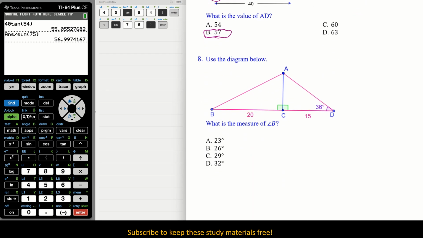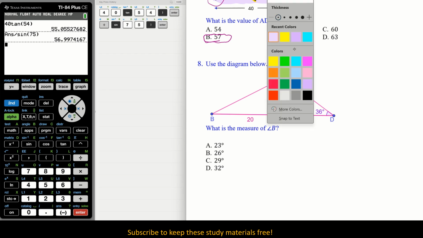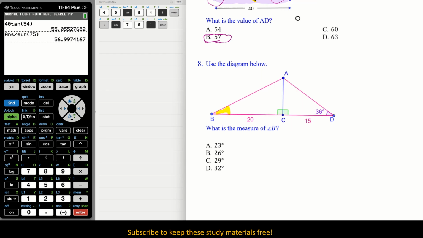Okay, let's look at number 8. Use the diagram below. That's our diagram, dual triangles. What is the measure of angle B? Let's make that yellow. This is what we're looking for right here. This would be our missing theta that we need.